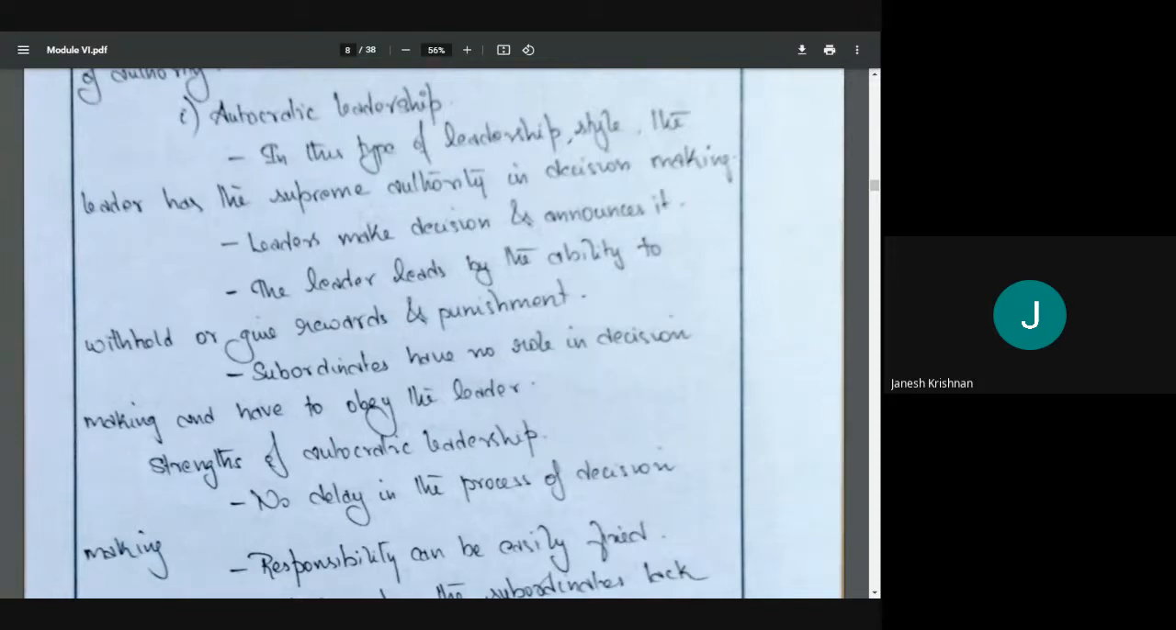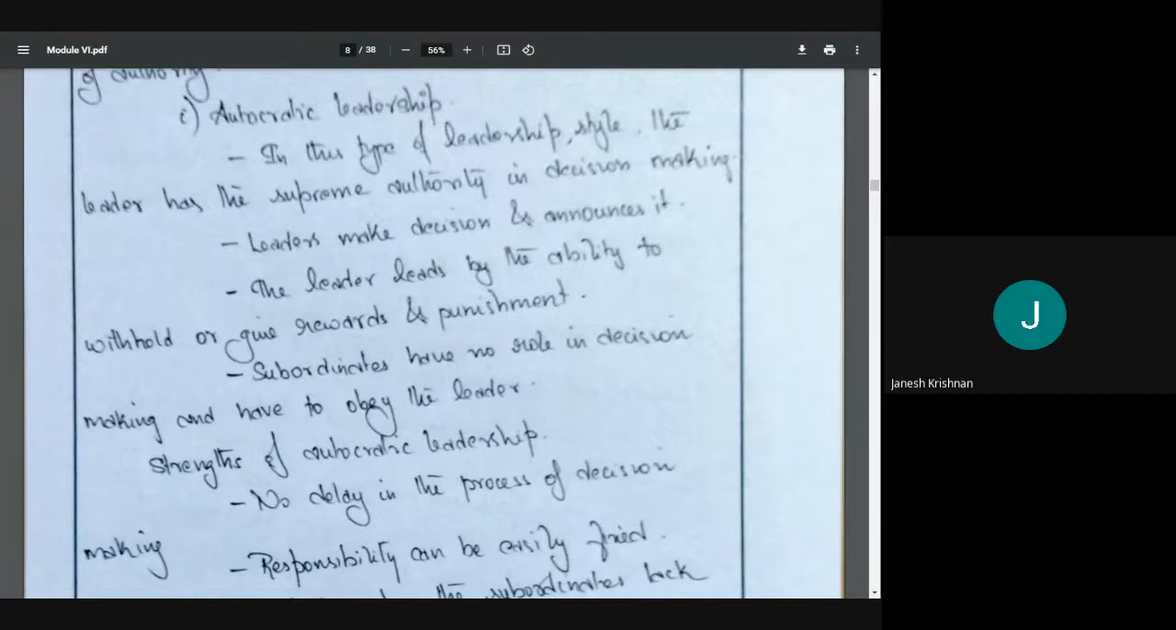So what is the role of subordinates over here? Subordinates have no role in decision making. The only role is to obey the leader. They will play follow the leader. That's the only role. Subordinates have no role in the decision making and have only to obey the leader.